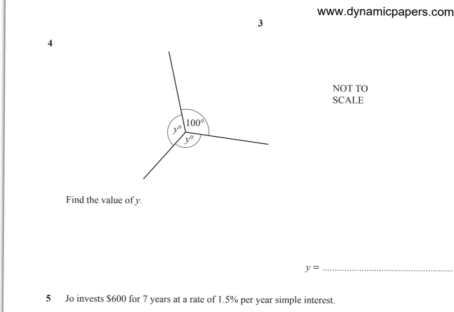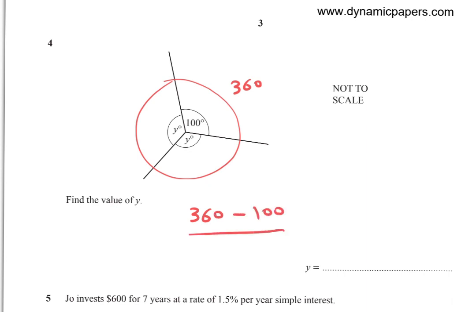Number 4, find the value of y. How to find the value of y? 360 minus 100 divided by 2, because the sum of all angles is 360. So 360 minus 100, then divide by 2 because we have 2y. Equals 130.